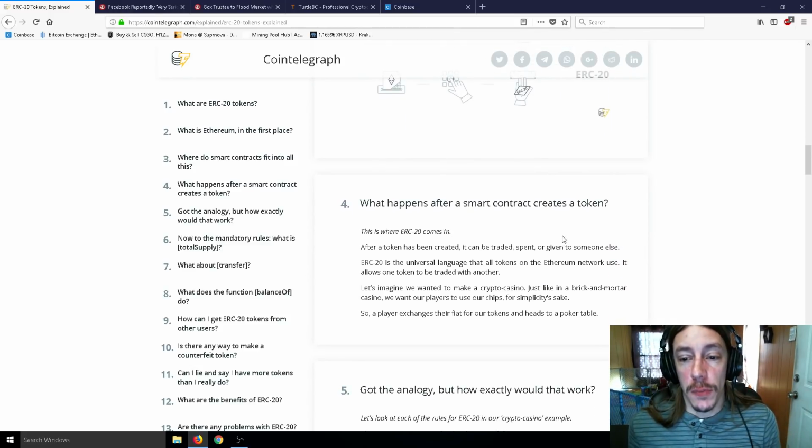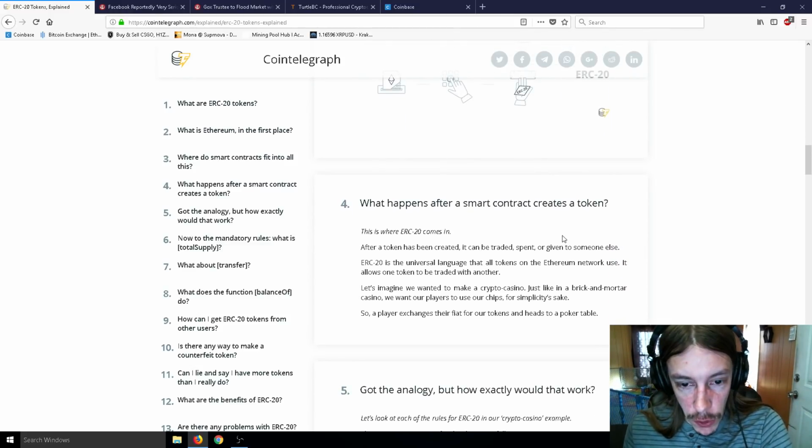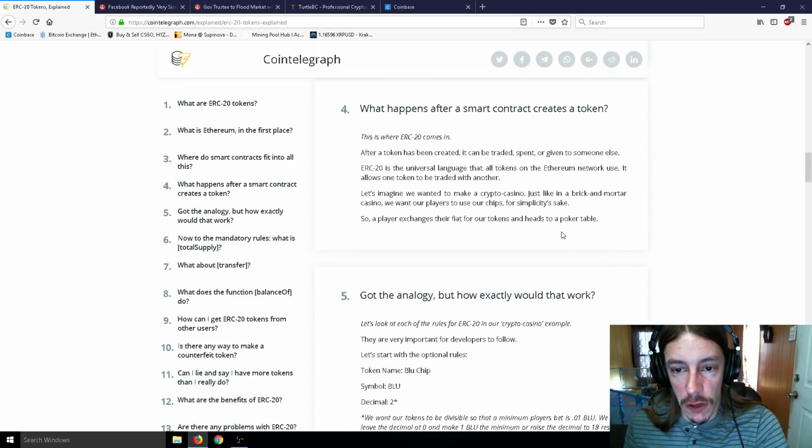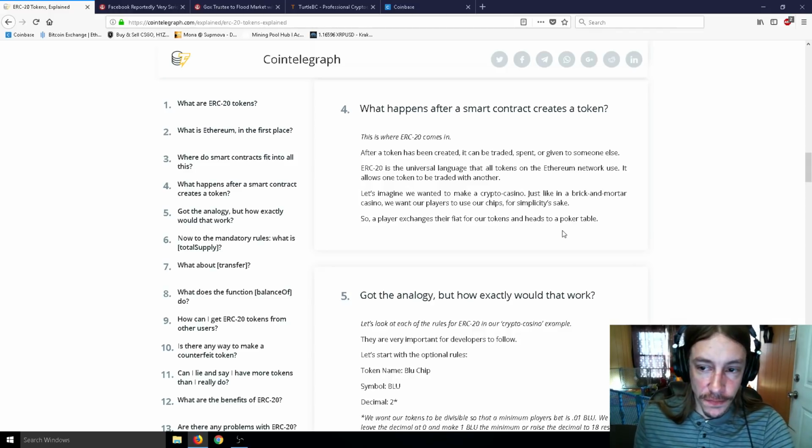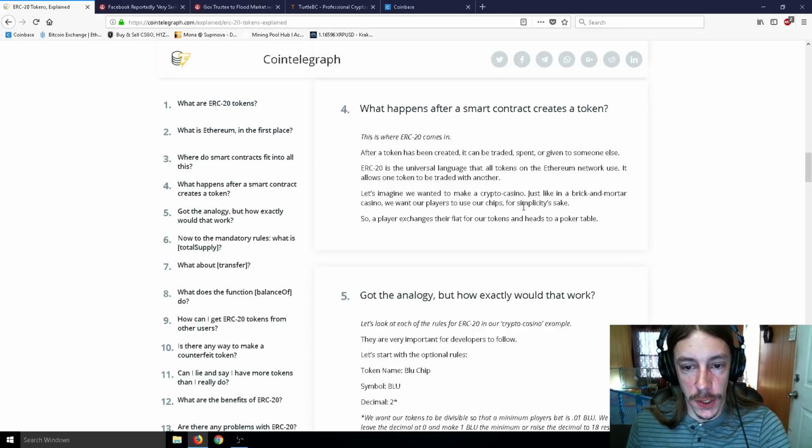So what happens after a smart contract creates a token? This is where ERC-20 comes in. After a token has been created, it can be traded, spent, or given to someone else. ERC is a universal language that all tokens on the Ethereum network use. It allows one token to be traded with another.